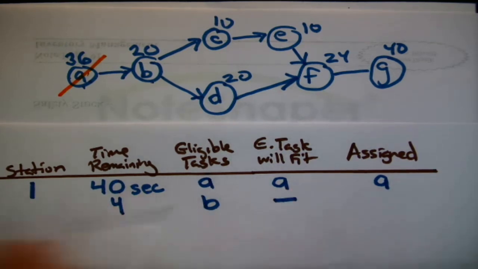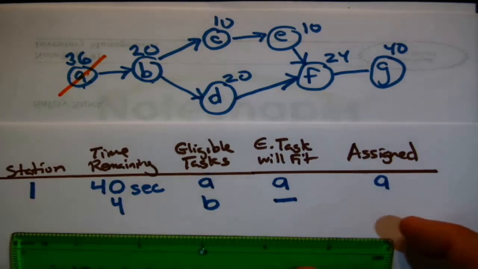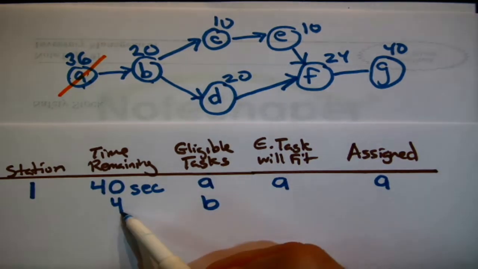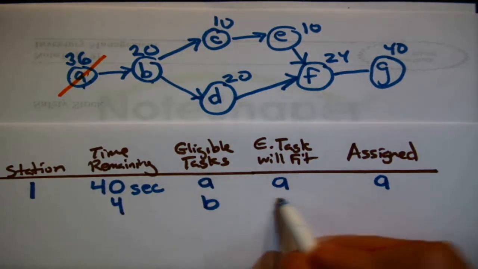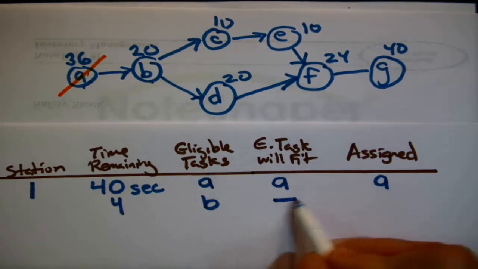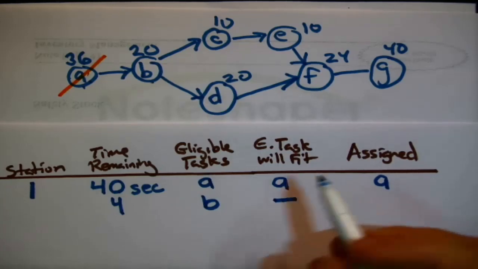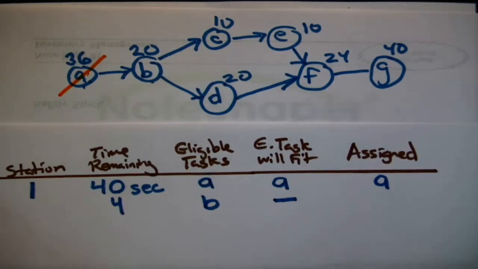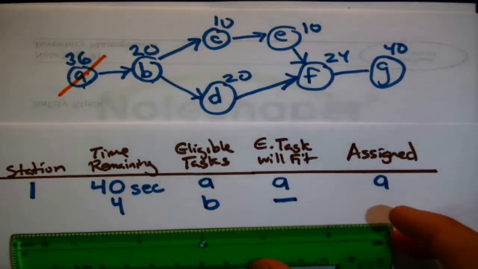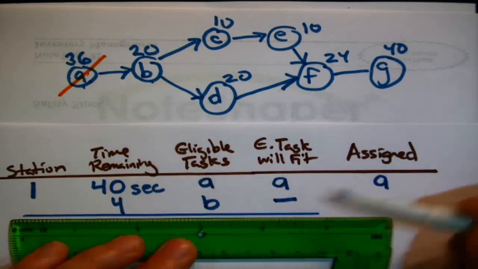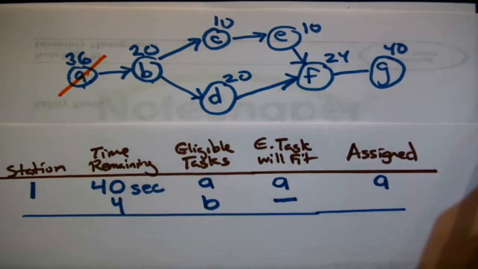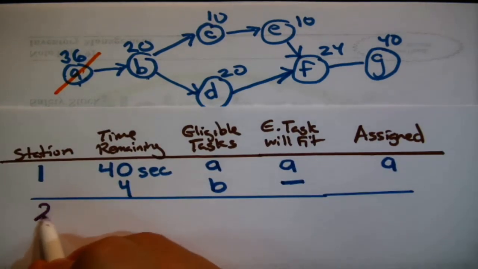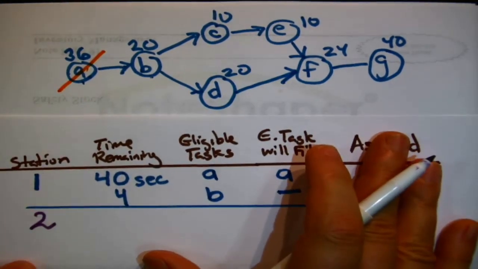Now, at the point that we've gotten A done, B becomes eligible. The problem is that B is 20 seconds long and there's only 4 seconds left at this station, so B won't fit, which means this is just empty here, which means that we are stuck at this workstation. There's nothing more here we can squeeze into that budget of time, so we just shut it down and start a fresh workstation.